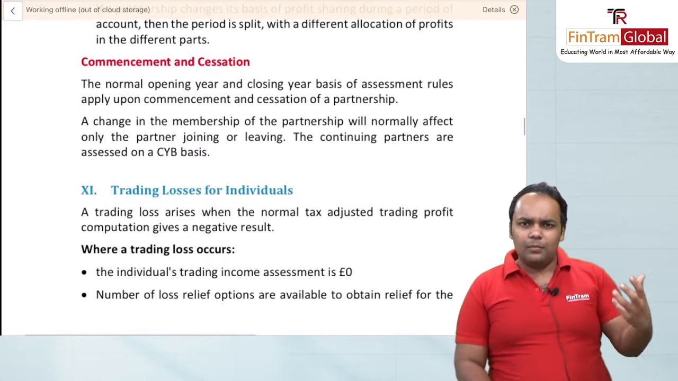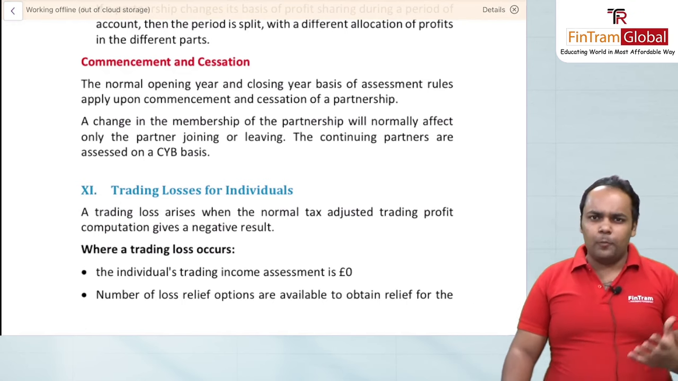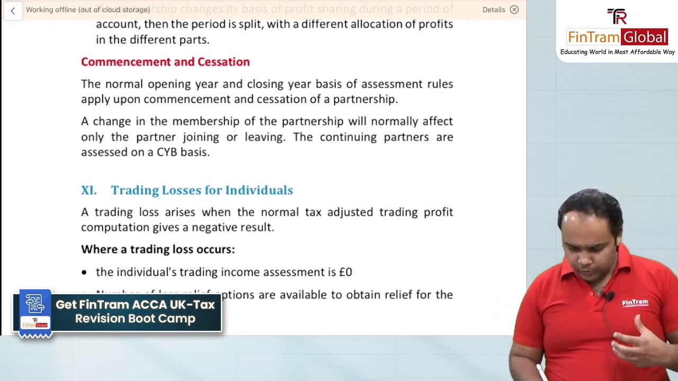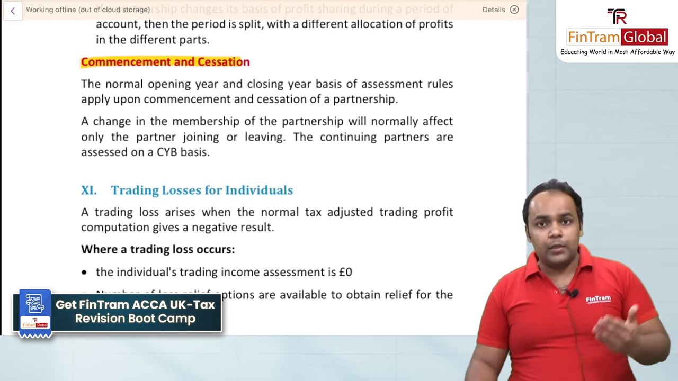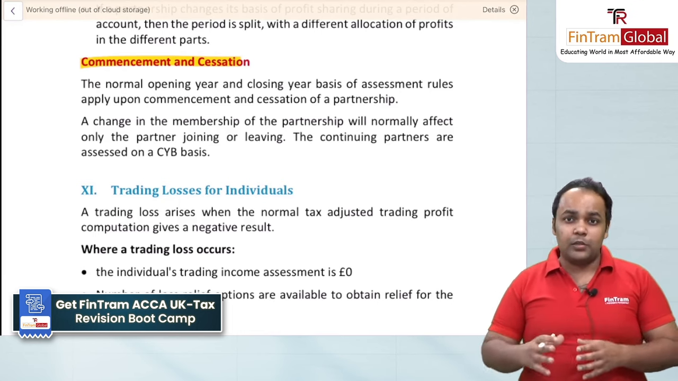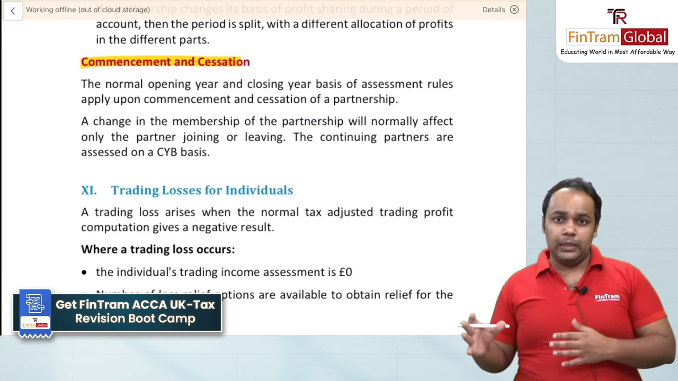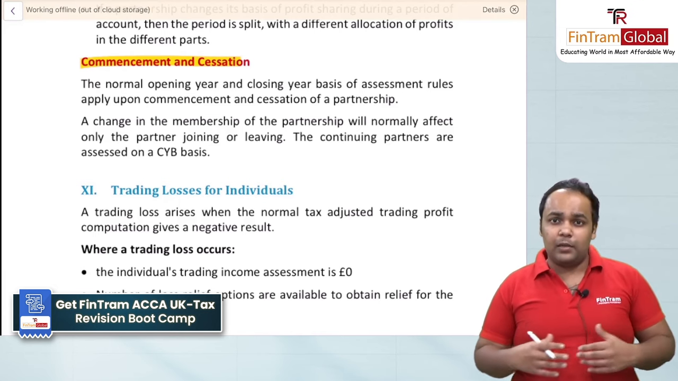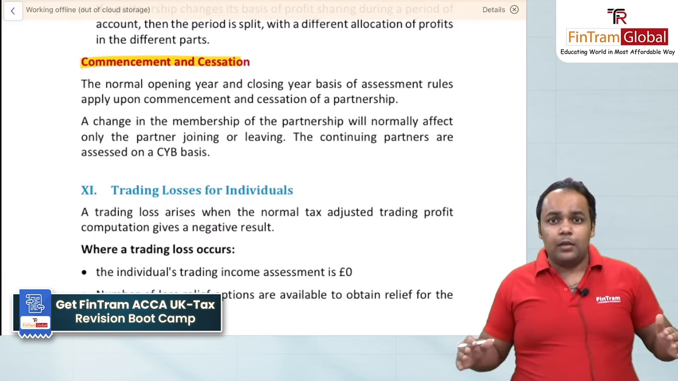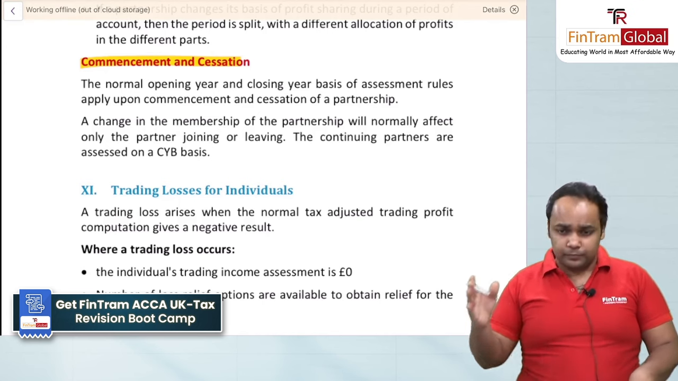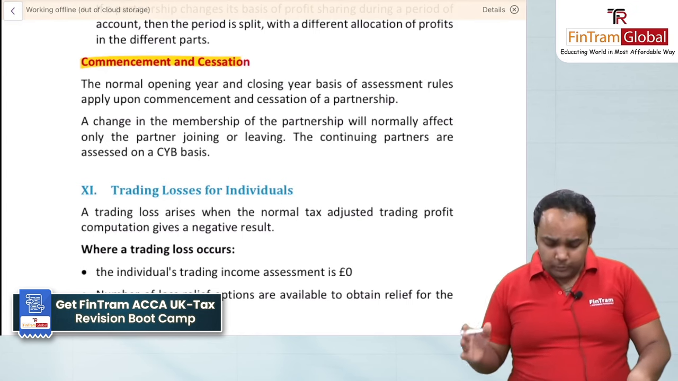And just like there are opening and closing rules for individuals, there are opening rules for each new partner who joins the partnership and closing year rules for those partners who leave the business. For all the other partners who remain in the partnership, the rules remain the same and the profits are calculated in the normal way.